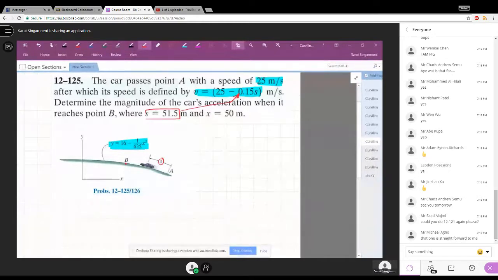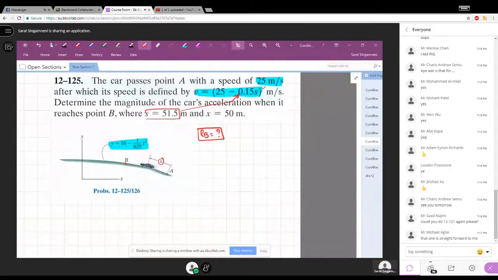So we need to get the radius of curvature at B. So what is rho B equal to? That is one thing that we need to calculate. And second thing is, what is the tangential velocity? The tangential acceleration. The velocity is varying as a function of displacement.